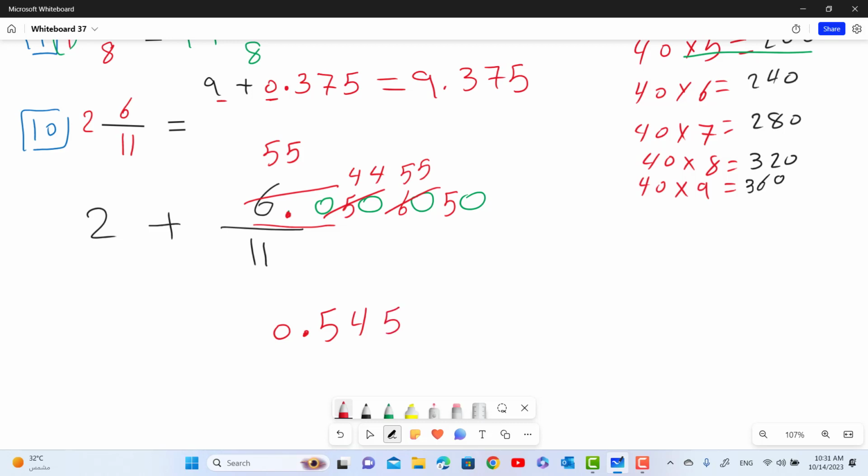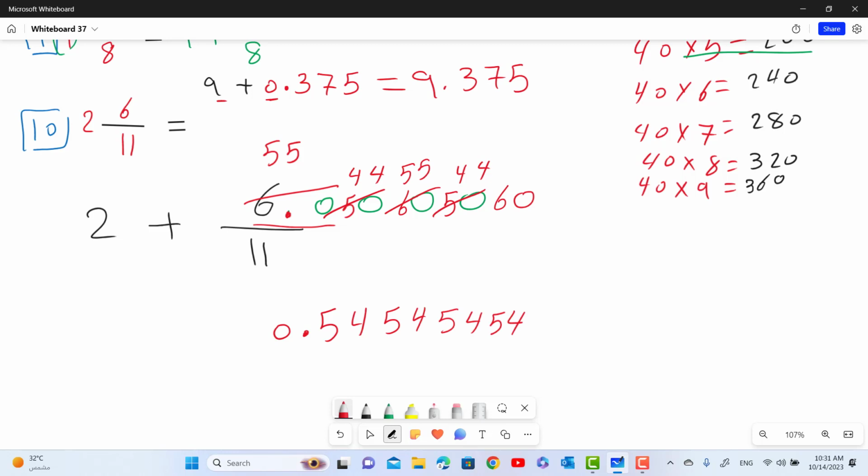50 divided 11 we can't. We can put 0 again. 50 divided 11 we can't. We make it 44. How many number left is 6. What do you see here? 55, 44, 55, 44. It's repeated. Then the answer will be 5, 4, 5, 4, 5, 4, 5, 4 like this.